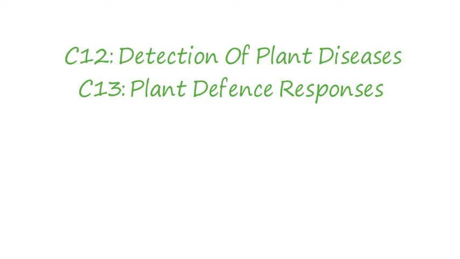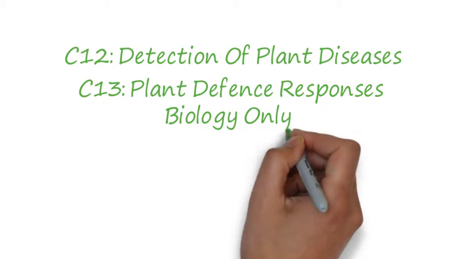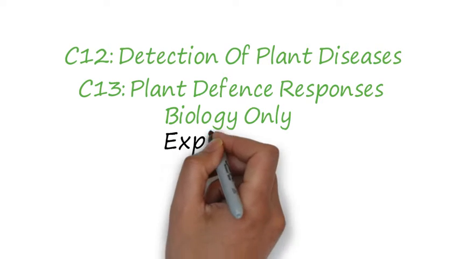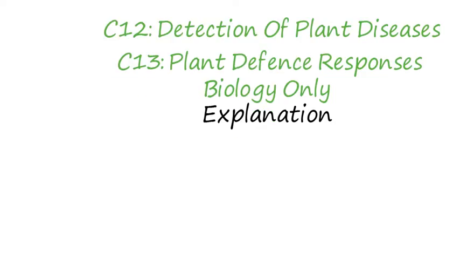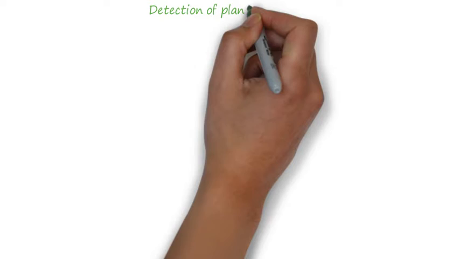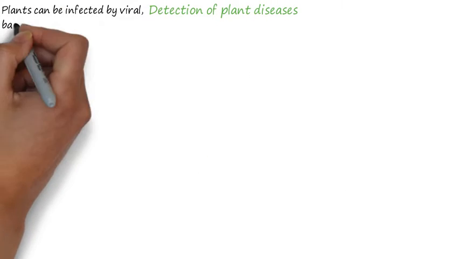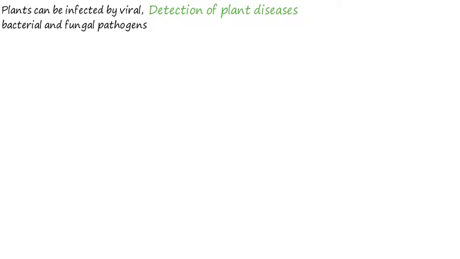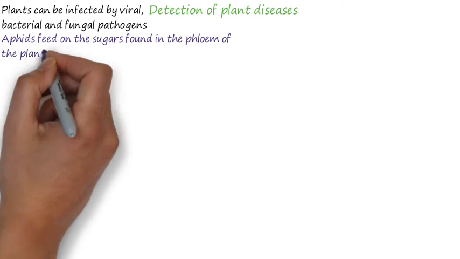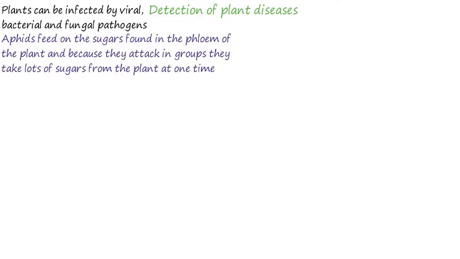Plants can be infected by viral, bacterial and fungal pathogens. They can also be infected by insects. Tobacco mosaic virus and black spot, which is a fungal disease, both affect plants in different ways. Aphids are an example of a pest which damages plants.